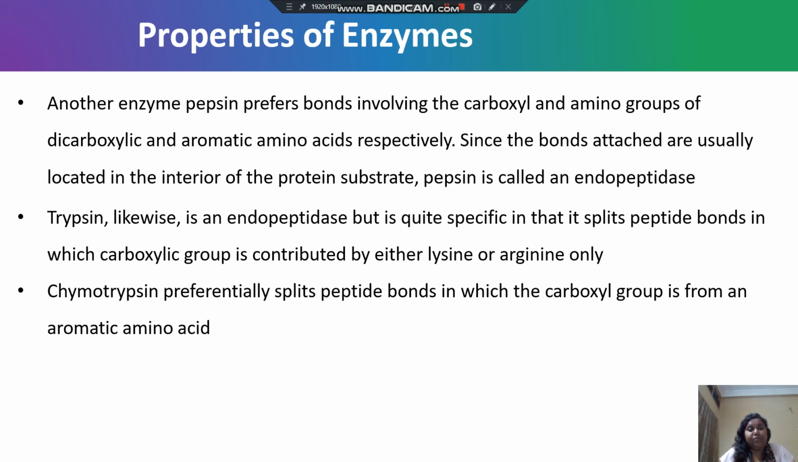Another enzyme, pepsin, prefers bonds involving the carboxyl and amino groups of aromatic amino acids respectively. Since the bonds attacked are usually located in the interior of the protein substrate, pepsin is called an endopeptidase. Trypsin likewise is an endopeptidase but is quite specific in that it splits peptide bonds in which the carboxyl group is contributed by either lysine or arginine only. Chymotrypsin preferentially splits peptide bonds in which the carboxyl group is from an aromatic amino acid.